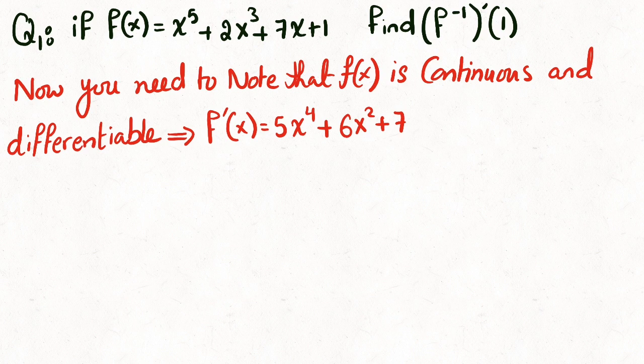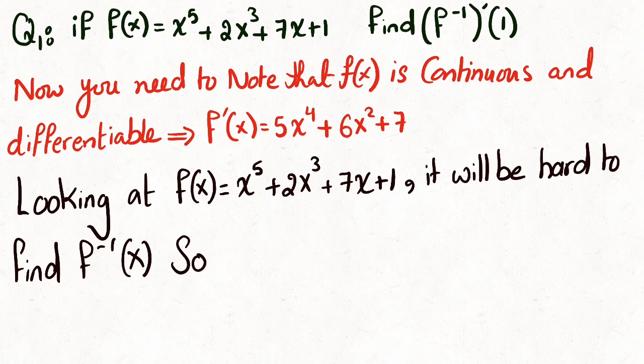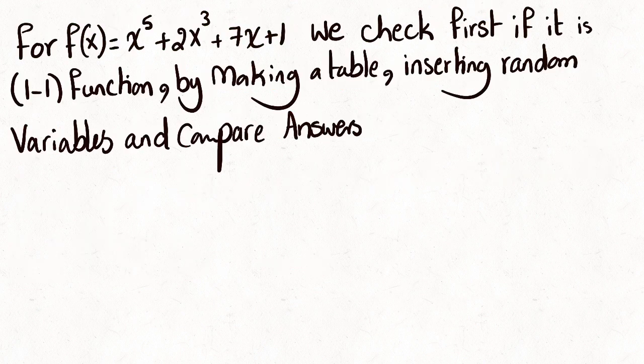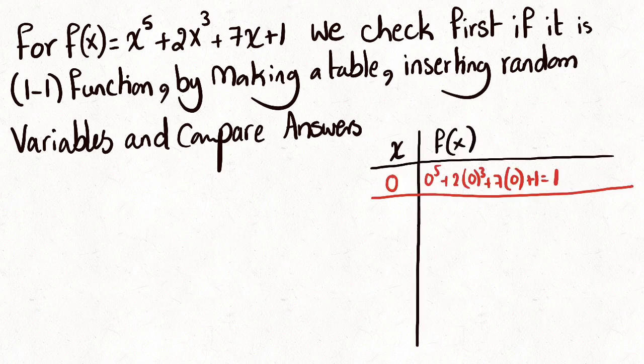Now, I know from my experience this is a one-to-one function, but in your case, how will you show it? If you check f of x, you'll discover it's not easy to find the inverse with your limited tools. Thus, you will build up a table and select random values. Now, we go to the second page. I am building up a table. I will take f of x and select random values like x equals 0, x equals 1, x equals negative 1, and I will replace them within f of x, and compare the answers.